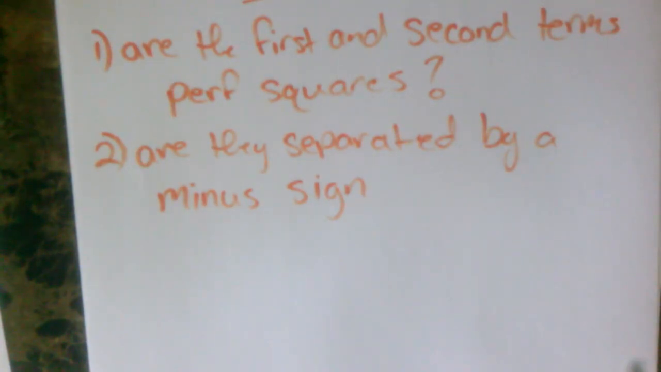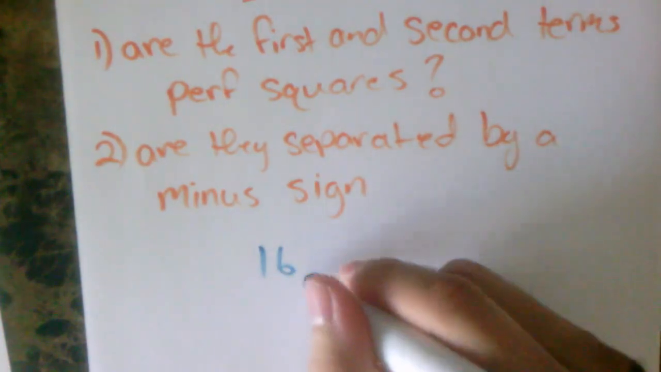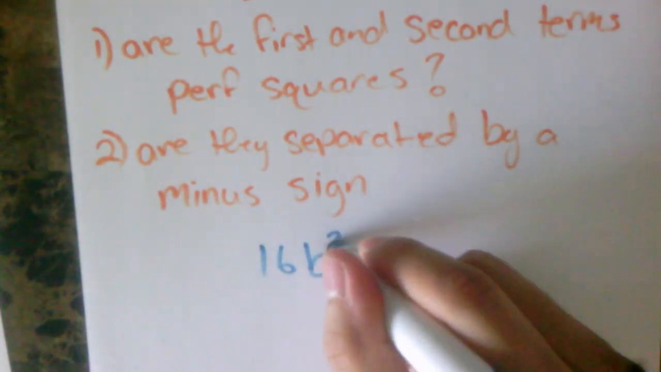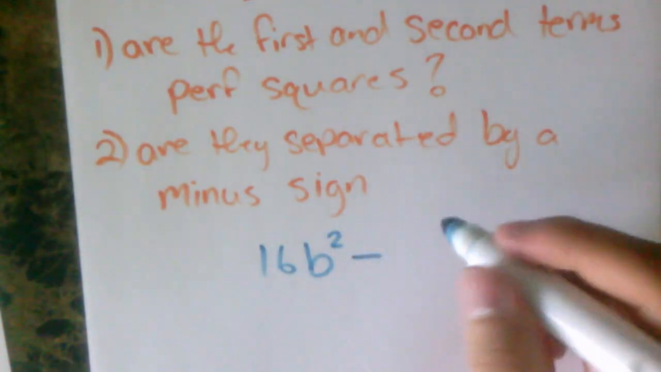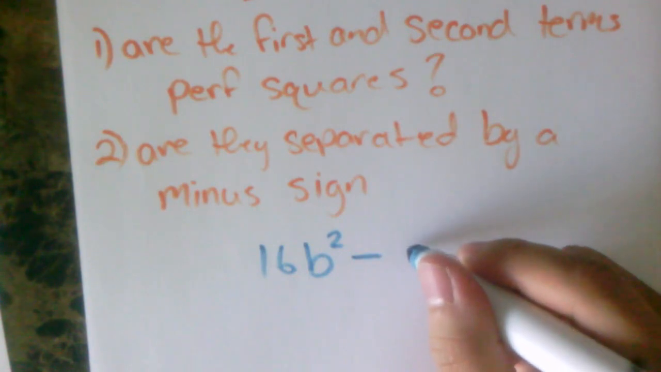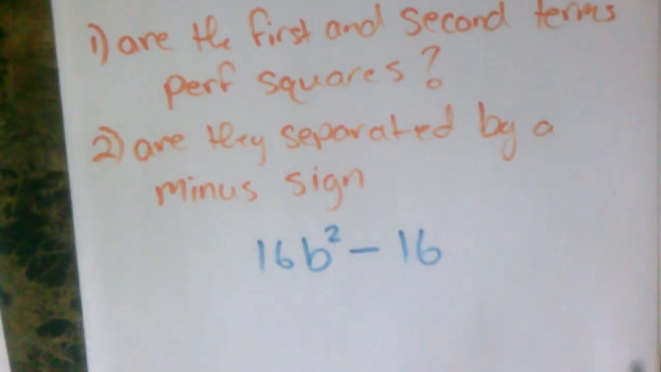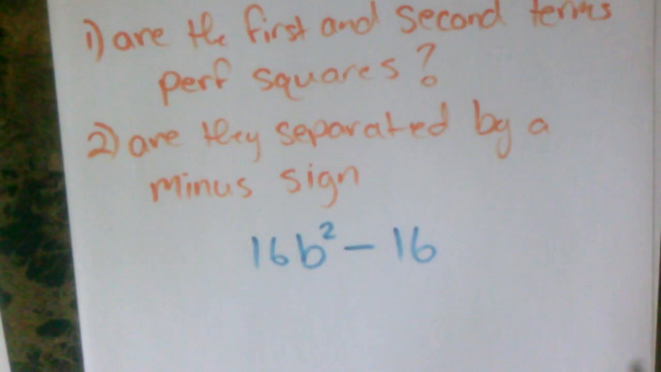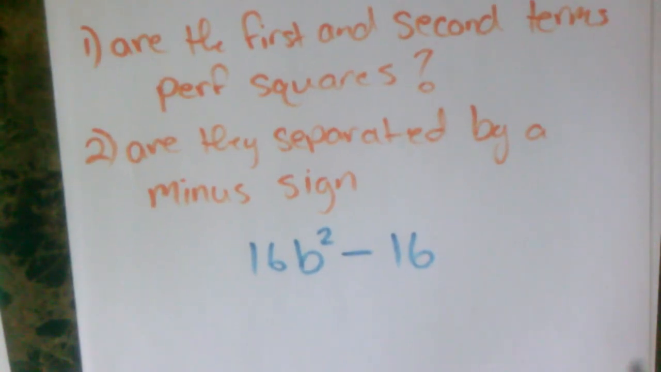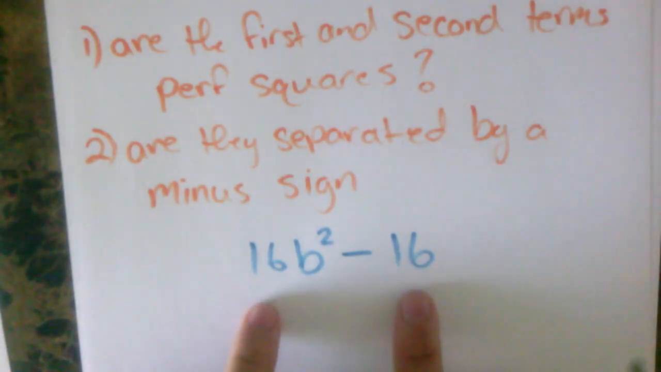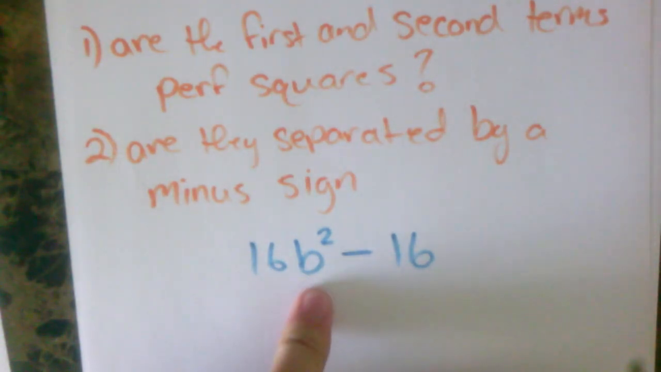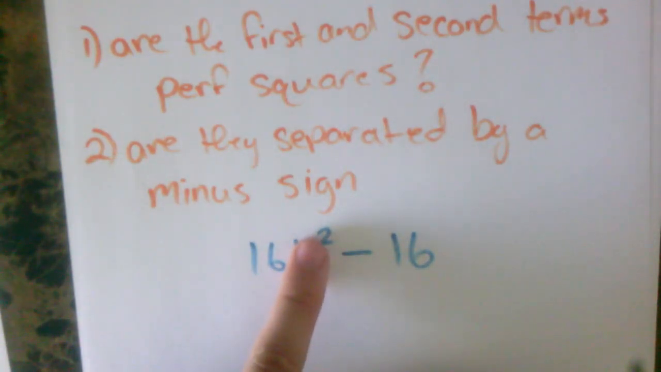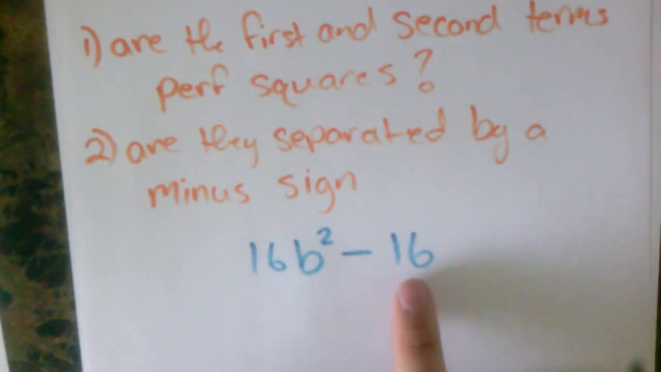Something like 16b squared minus, I don't know, 16. This one's going to work out kind of pretty. So first off, are the first and second terms perfect squares? So there should only be two terms in all of these difference of perfect squares terms. We'll take a look at them. 16 is a perfect square. B squared is a perfect square because it has an even exponent. And then 16 we just said was a perfect square.